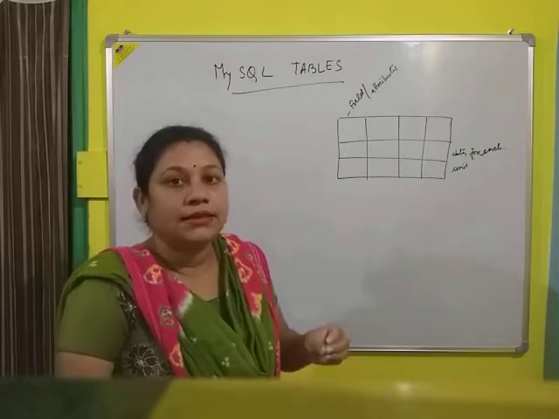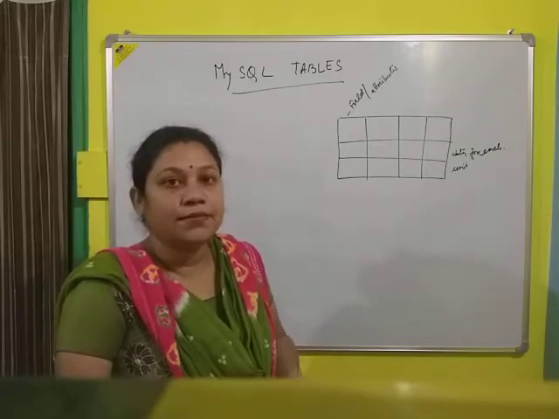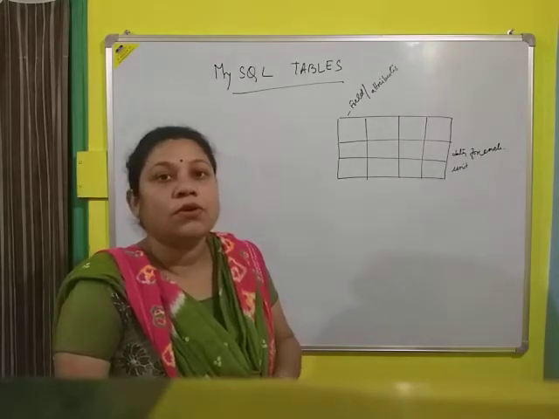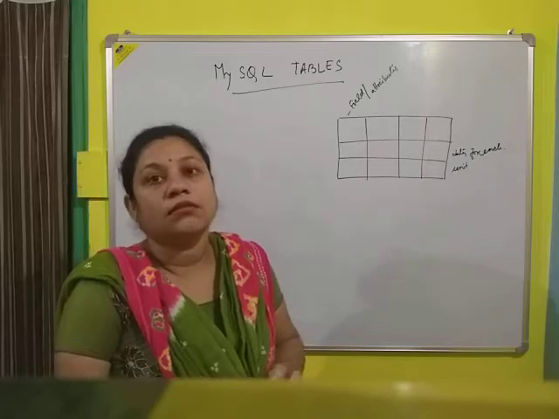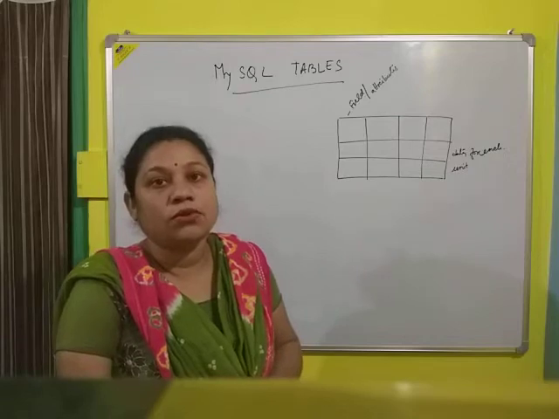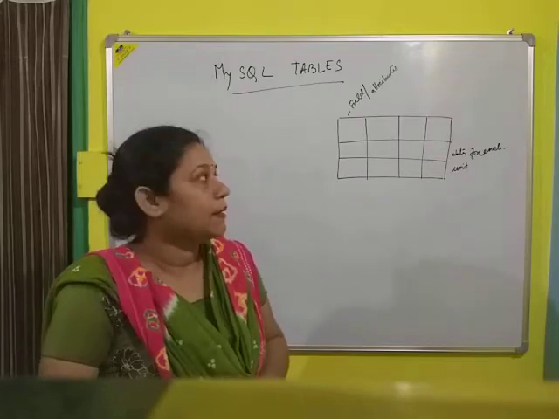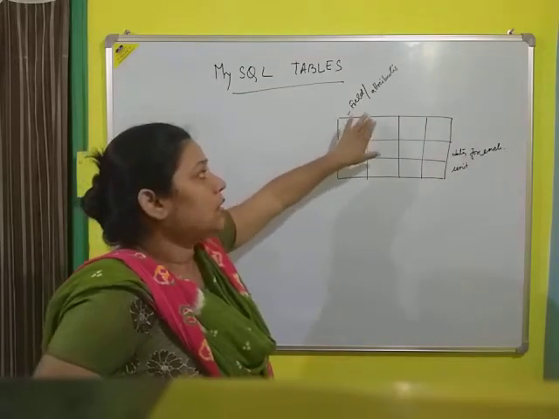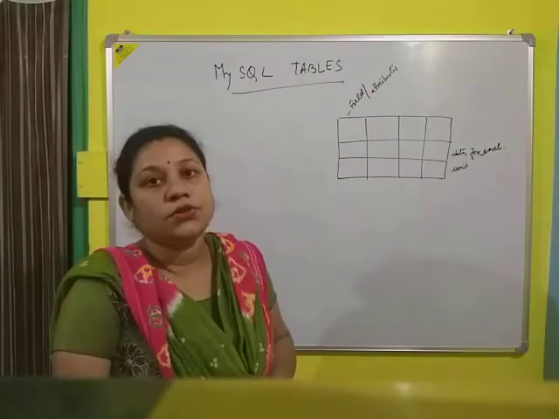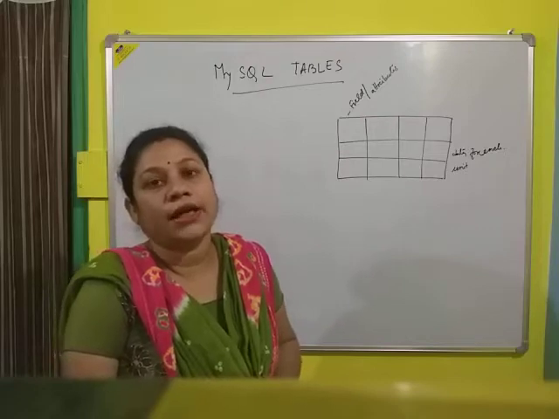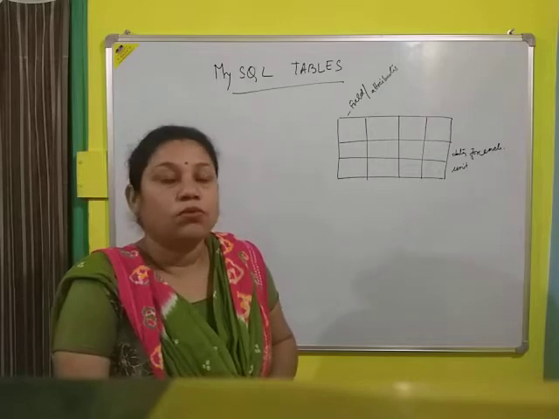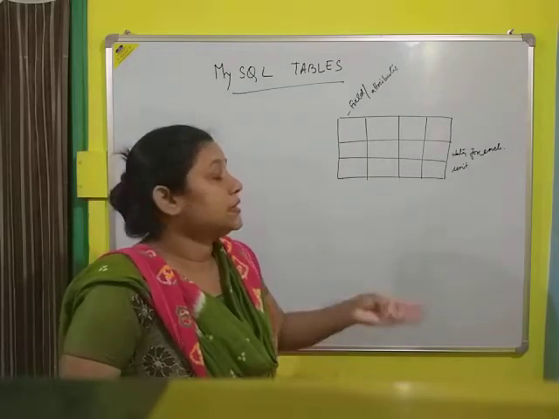That means for creating a table, you have to group some columns and rows together. It is the collection of rows and columns, and the columns of the table are used to define the fields or the attributes of a table. Now, what is a field or an attribute?